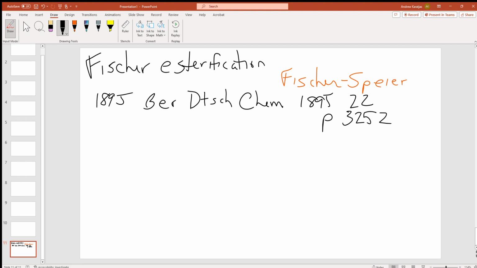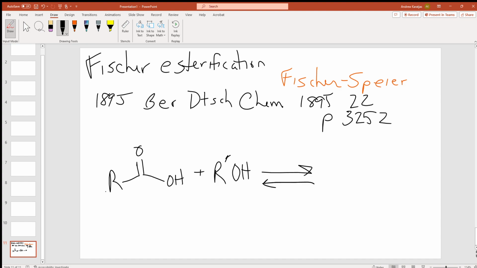And specifically, it makes esters from a carboxylic acid and an alcohol. And when you combine those in the presence of an acid catalyst, you form a new ester with water as your byproduct.